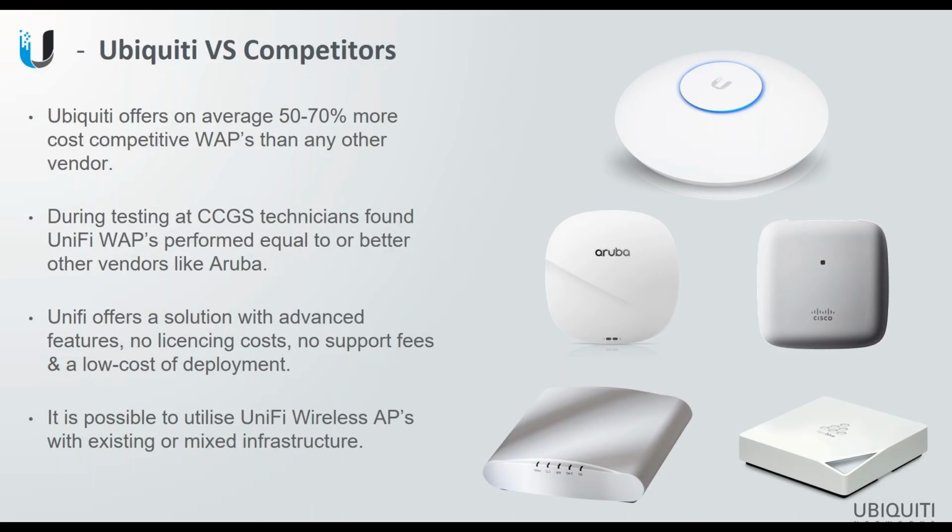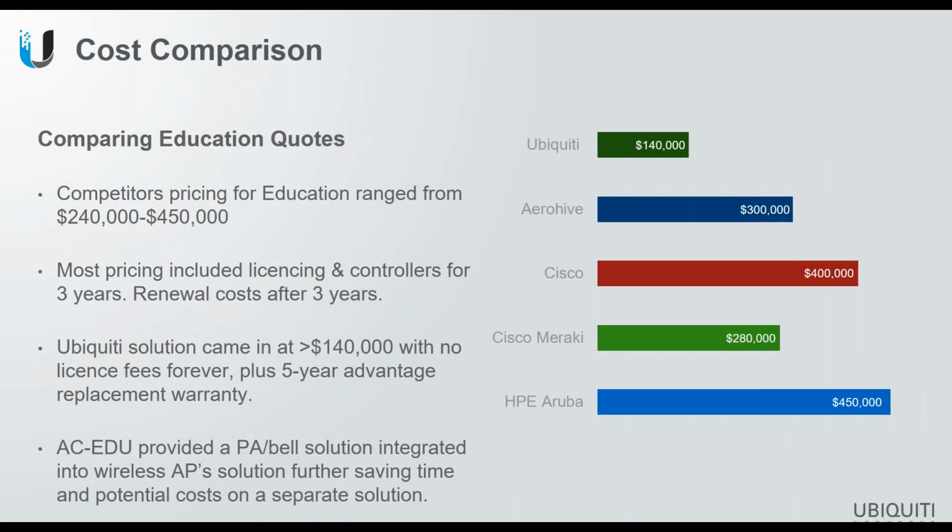Now we're going to compare some education quotes here. Now this is for a large-scale deployment for a university, a TAFE, or a college, right? So we've actually gone out and done some market research, and we found that competitor pricing for education ranges from $240,000 all the way up to $450,000, where a Ubiquiti solution comes in at $140,000. Now that's excluding licensing as well. So when you consider those other vendors, you've got to consider that there are licensing fees and support contracts ongoing, where Ubiquiti is just a flat rate. What you see is what you get. There's no licensing and there's no support fees.